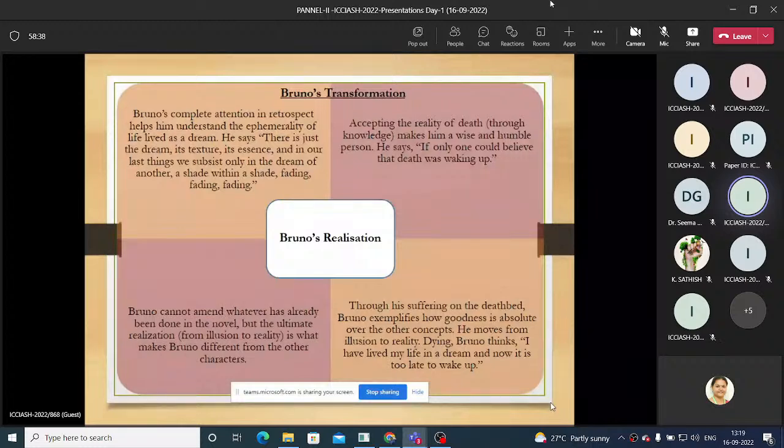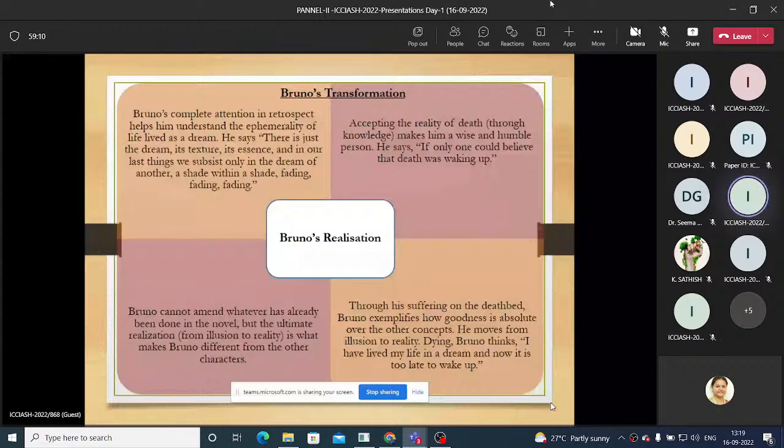And the third thing is, Bruno understands that he cannot amend whatever has already been done in the novel. He has already lived his life; there cannot be further changes done in it. But the ultimate realization is that he has moved from what he was. He has lived a life in total illusion, but at least on his deathbed, he has moved to understanding reality, though not living a life of reality. But I would say that he's a character who has understood what is real, though he has no time to live the reality, and that is what makes Bruno different from the other characters.